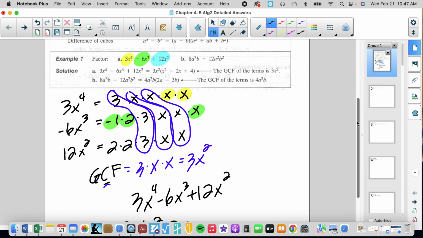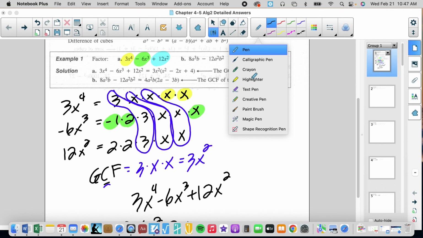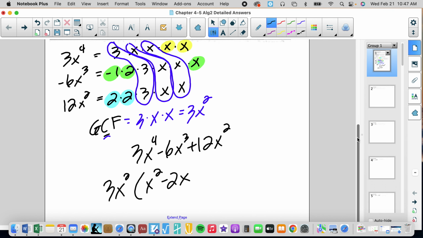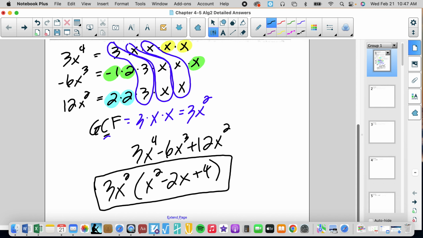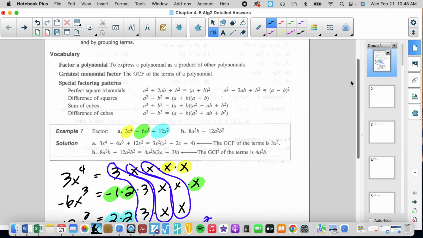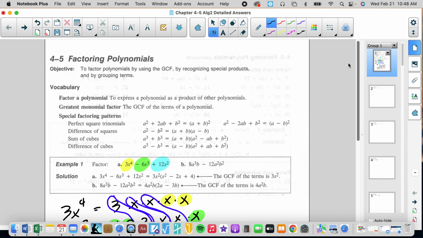And if we factor out the 3x squared from 12x squared, we're left with 2 times 2, or 4. So that is plus 4, and that's a nice way. That is considered factored, the GCF out. Now, factoring this trinomial inside is another section, but not this section. So that's the first thing, factoring out the GCF from each of these.